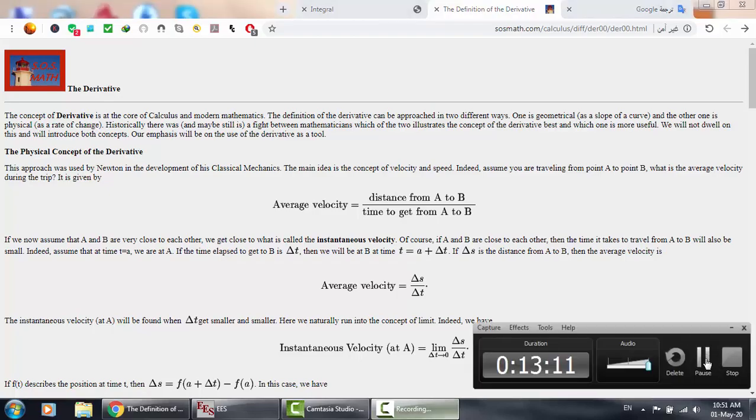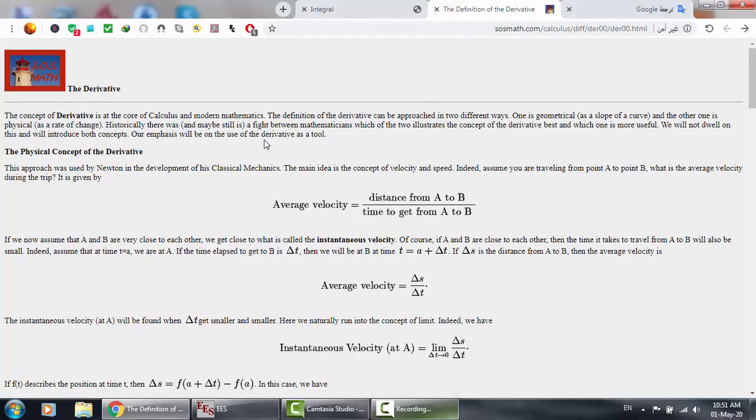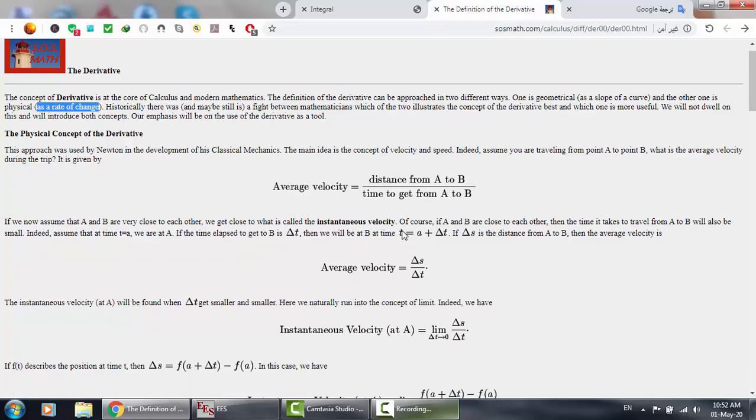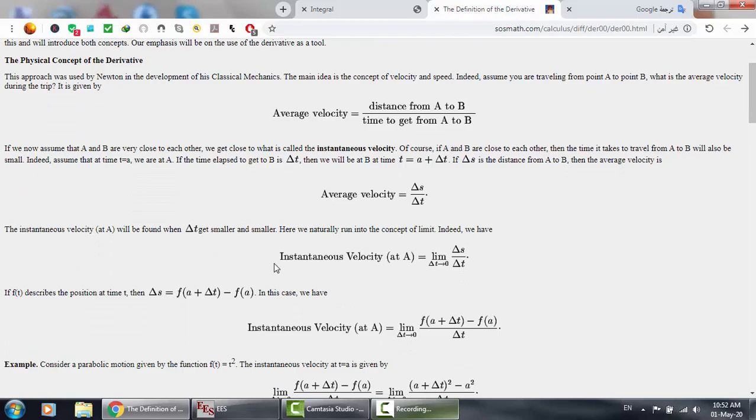So again, just to sum up, the derivative is the slope of a curve at a specific point on it. Okay, and also it is the rate of change. Why? Because I go from A to B in a specific period of time. So this is the change of the distance with respect to the time. So this is the velocity. But if A is very close to B, I will take no time. I came here in just 0 time. Okay, this is the practical concept.